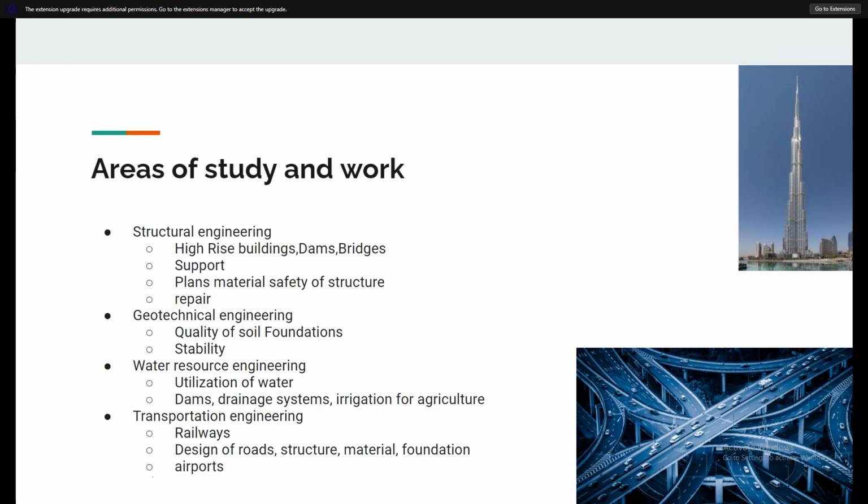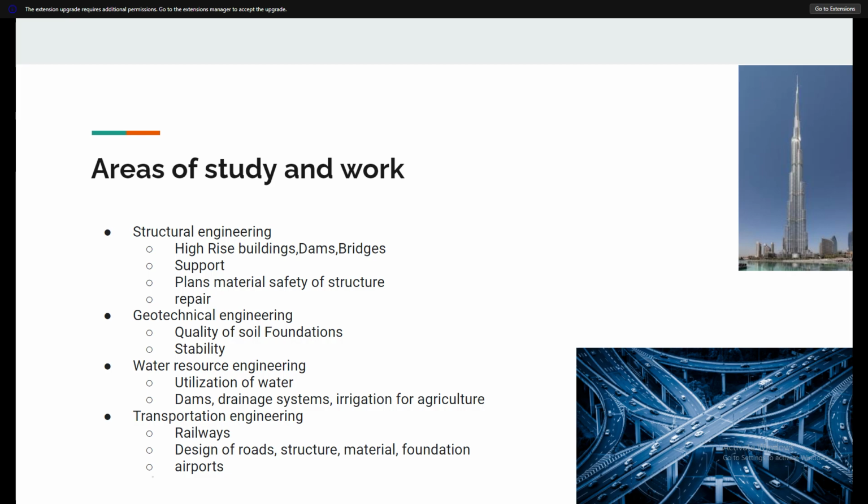Another area of work for engineering is geotechnical engineering, and basically what they do is right before anything is built, they have to survey the soil and earth in order to find the stability of the foundation and determine its safety and how much of a load it can hold. Another one is water resource engineering. So typically, obviously, it deals with the utilization of water. So dams, drainage systems, and the construction of irrigation for agriculture.